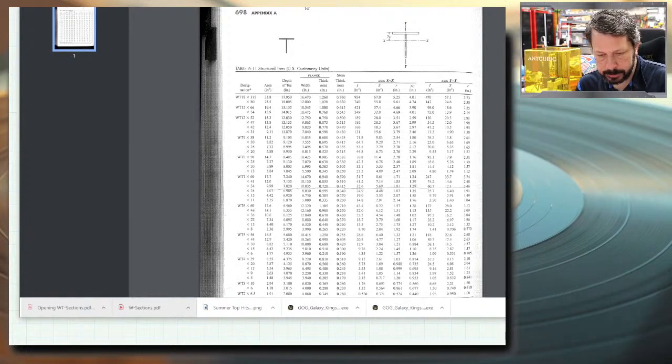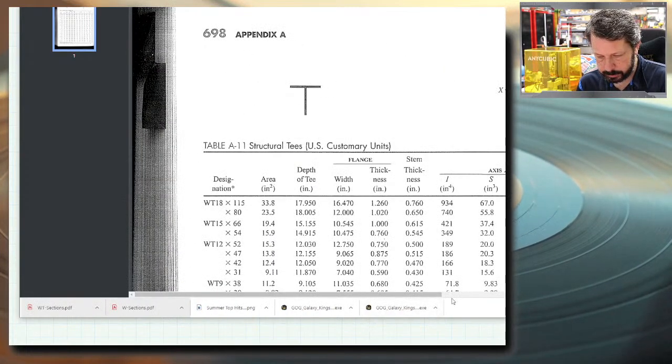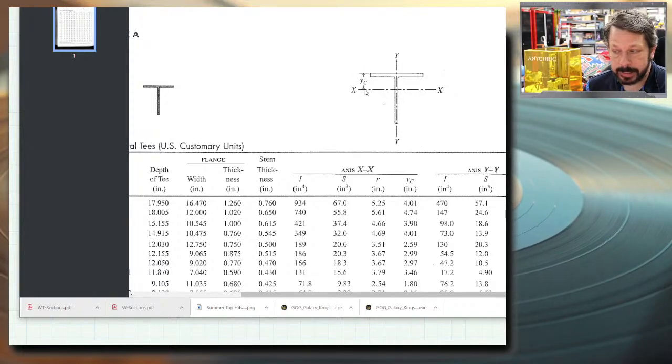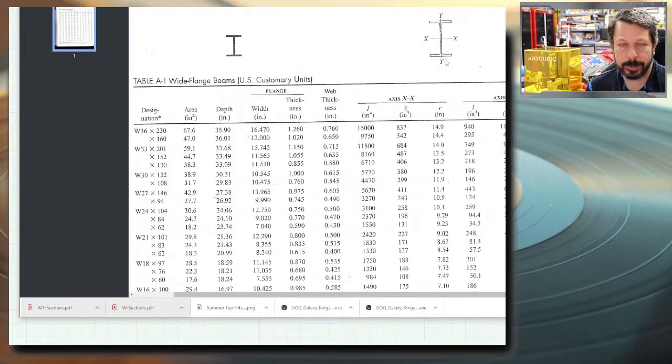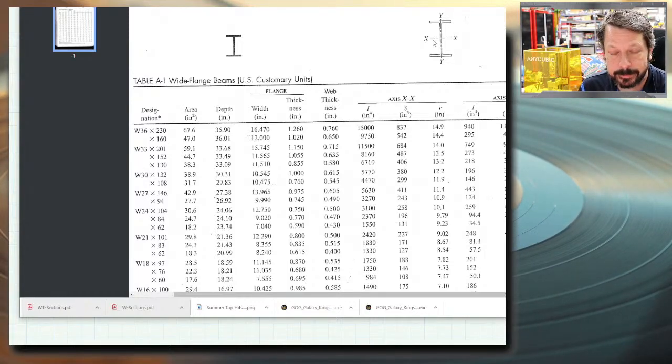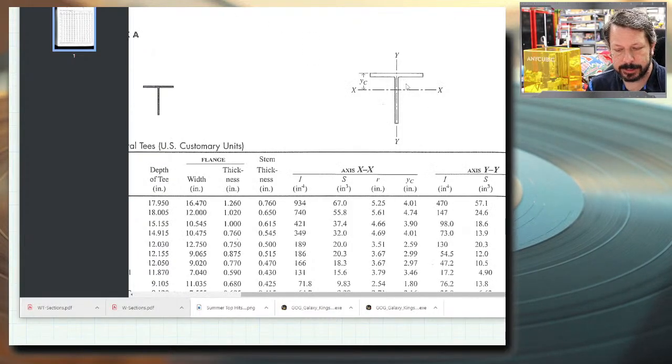So the WT has a new column right here, Y sub C, and it has a new label on its picture diagram labeled Y sub C. This is the Y coordinate of the centroid. So the I-beam, they don't bother to give you the centroid because you can, by observation, tell that it's symmetric about the XX axis and the YY axis. And so there's no reason to tell you that the centroid's right in the center of this one. On the WT, you know that the centroid is somewhere in here, but you need an exact number. And so they give you that.